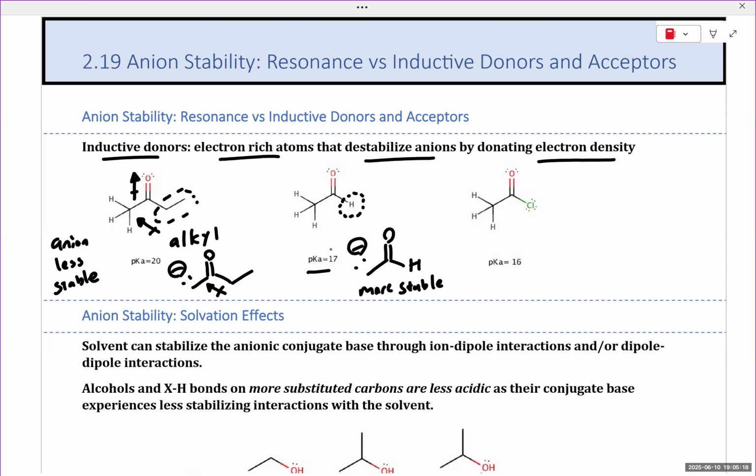If we look at chlorine, which is really a withdrawing group, we see that when we have a withdrawing group instead of a donor group, this conjugate base anion is more stable, and thus the parent acid is more acidic. Generally, the more stable your conjugate base, the more acidic your parent acid will be.